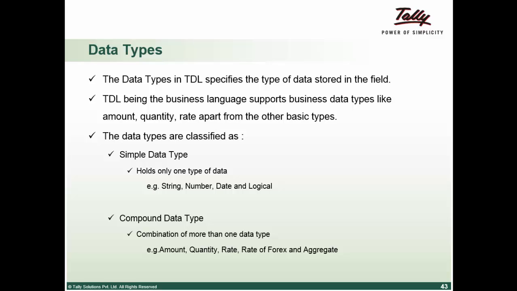A simple data type holds only one type of data. These data types cannot be further divided into subtypes, for example, string, number, date, and logical. These are the four basic data types of every programming language. A compound data type is the combination of more than one data type. The data types that form a compound data type can have sub data types. The data types that we have are amount, quantity, rate, rate of exchange, rate of forex, aggregate, etc.